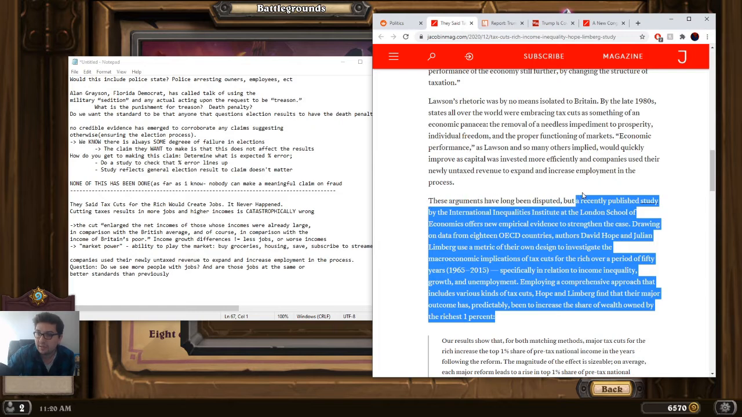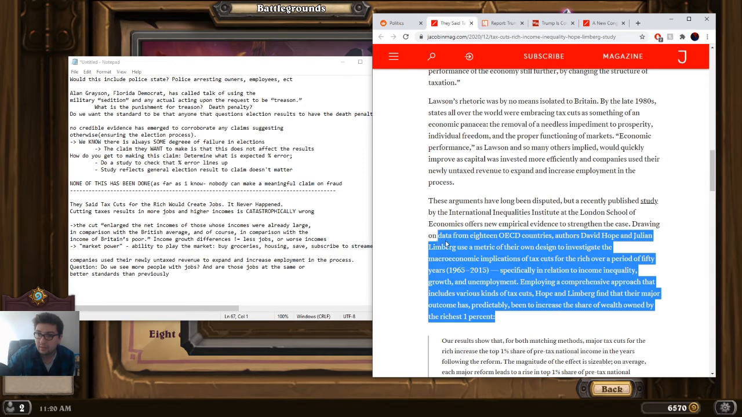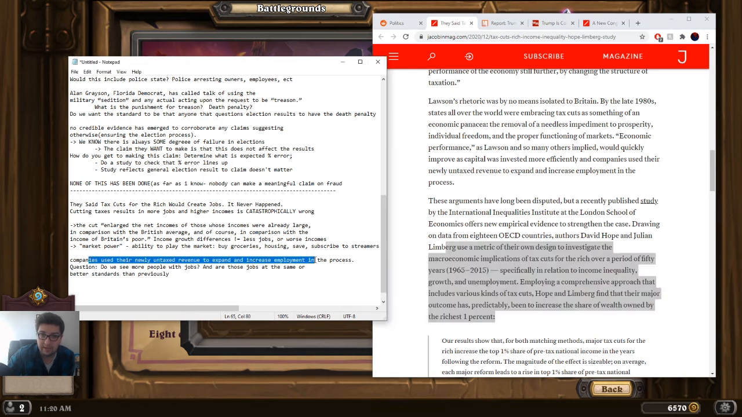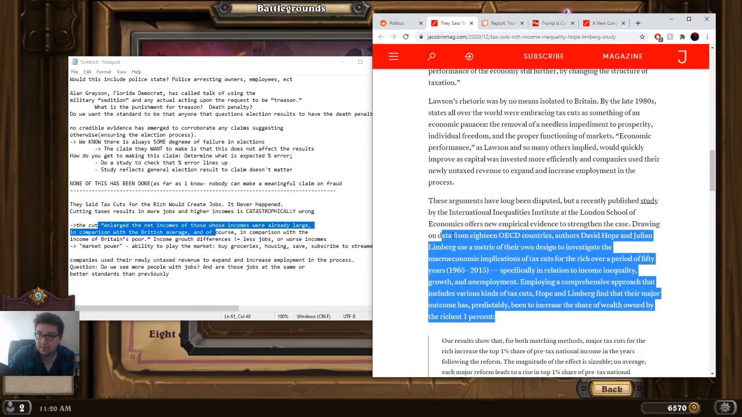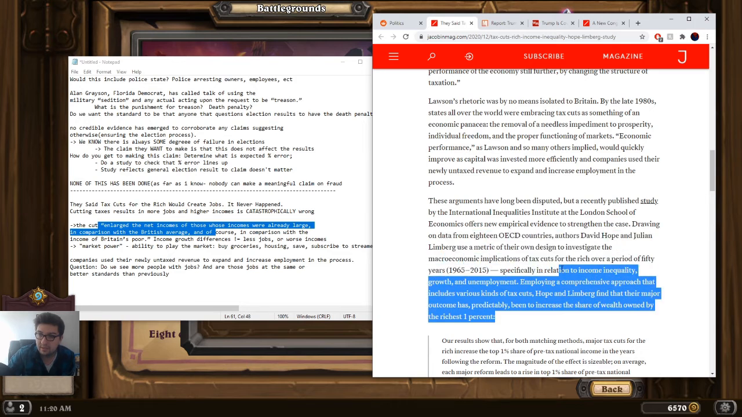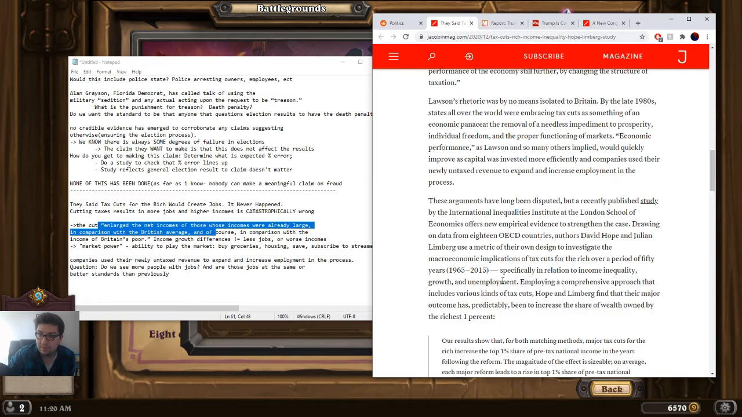These arguments have long been disputed. A recent study by London New... I like that they're actually getting back to the original argument rather than this whole income disparity thing. Employment growth and unemployment. Wait. These arguments have long been disputed.